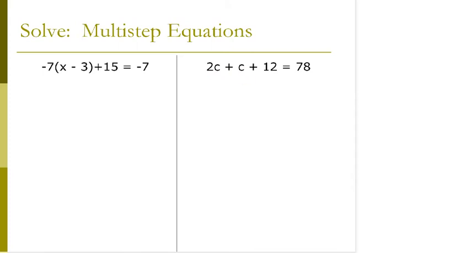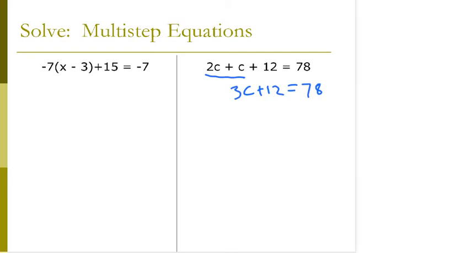So 1c plus 2c's gives us 3c's. So that would be 3c. These two together would combine to be 3c. We bring down our plus 12, our equal sign, and our 78. Now we have a much simpler equation to solve.